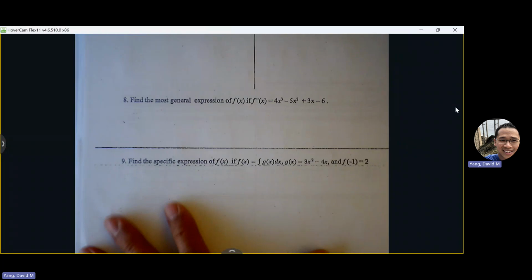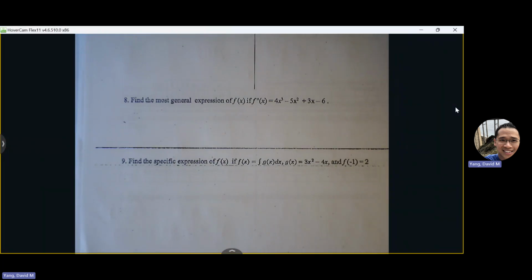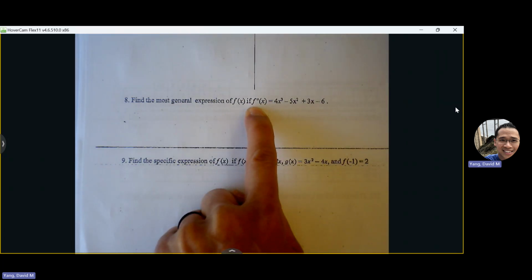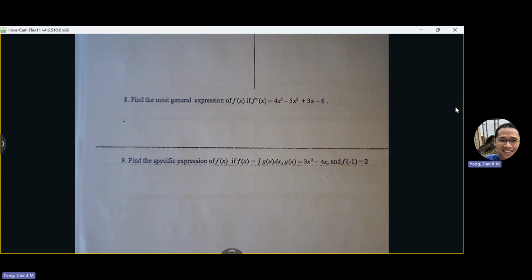Number 8 says, find the most general expression for the function if f double prime is equal to that polynomial that you see. So first things first, we know we've got to go through our antiderivative twice. We're all the way down at the second derivative. We'll take the antiderivative once to move up to f prime. And then after we take care of that, we'll take the antiderivative again to get from f prime to f of x.